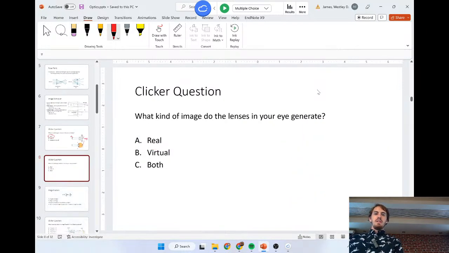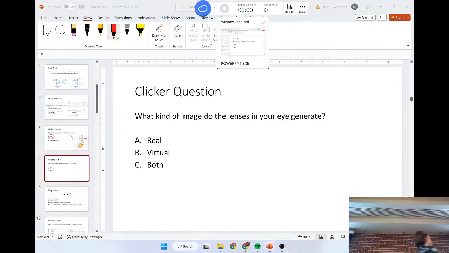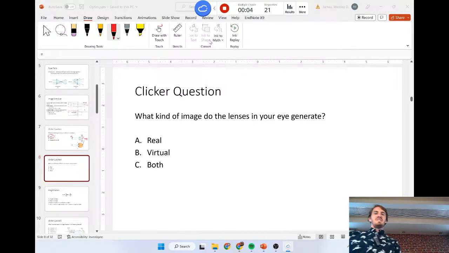All right. This should be very easy. What kind of images do the lenses in your eye generate? Should be fairly straightforward. I have high confidence in this. What kind of image do the lenses in your eye generate?